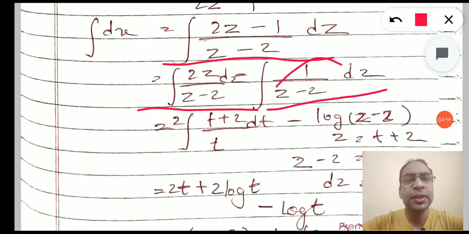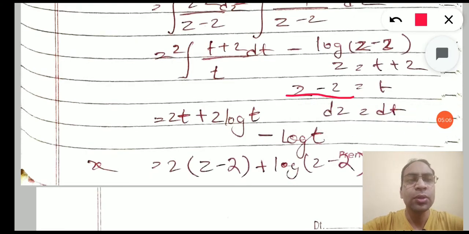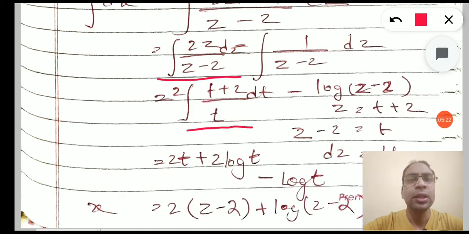This can easily be solved by substituting z - 2 as t, so dz will be substituted by dt. Now, just by these two substitutions, you can see this is the equation. The 2z and z - 2 will be replaced by t + 2 in the numerator and t in the denominator, and on the right-hand side, log of z - 2 can be considered as log of t.